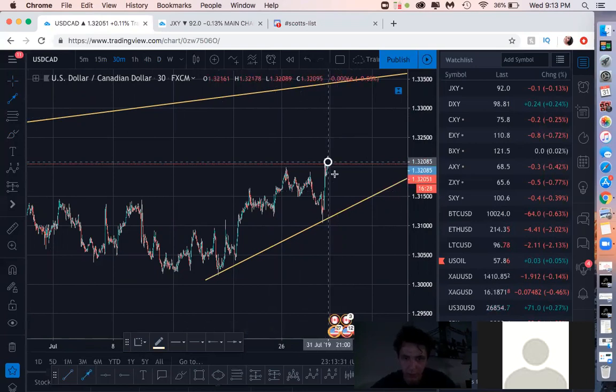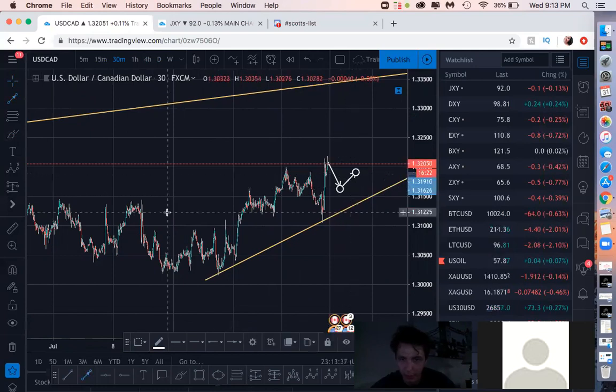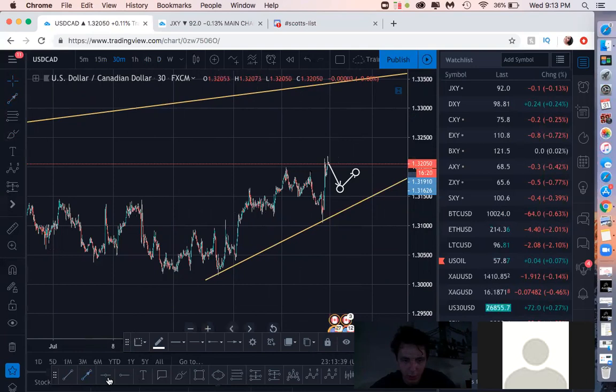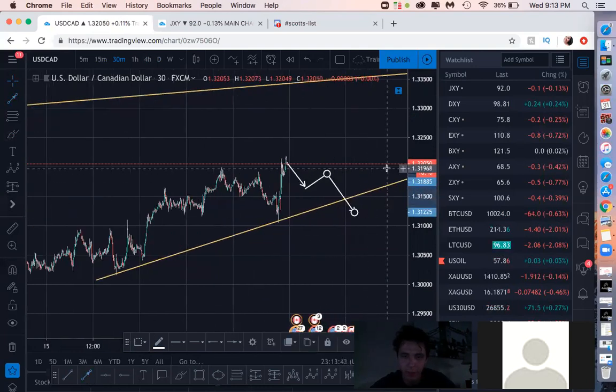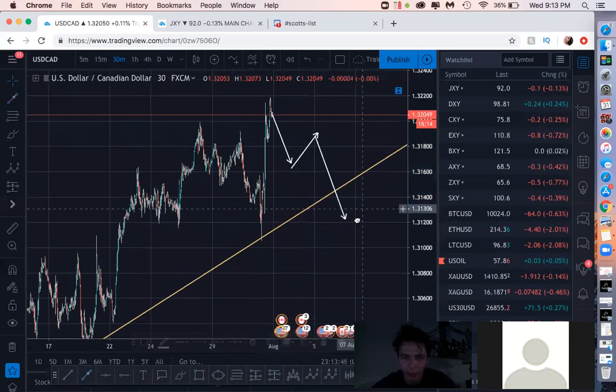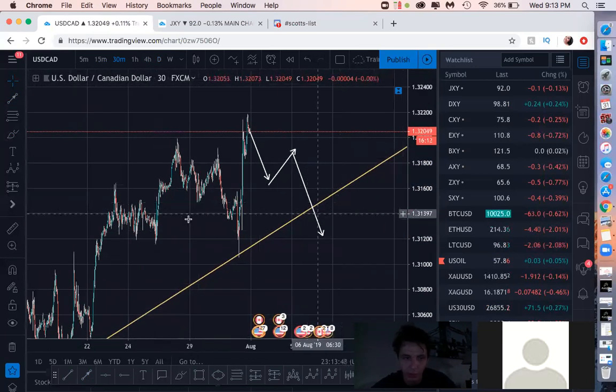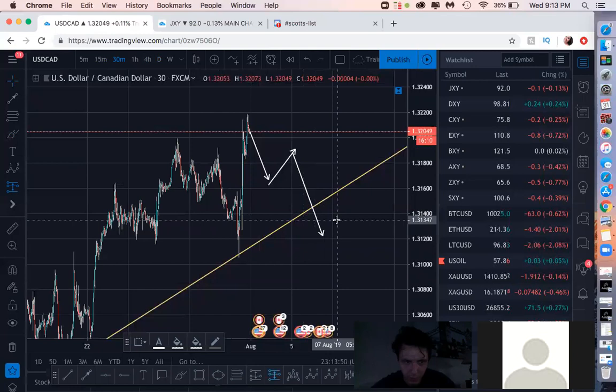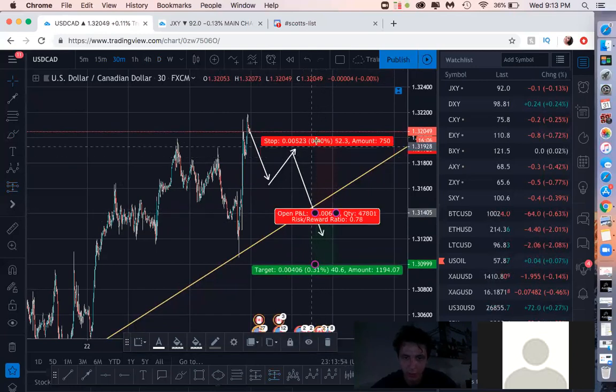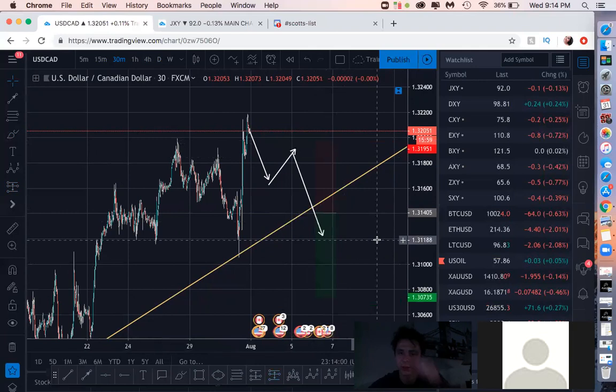Let's say the market does this, pops up, makes a high with this, and then pops back down and breaks. Let's say this is what the market's going to do, and our entry was here. If your entry is there, your stop loss is above this most recent high. Then your take profit is as desired.